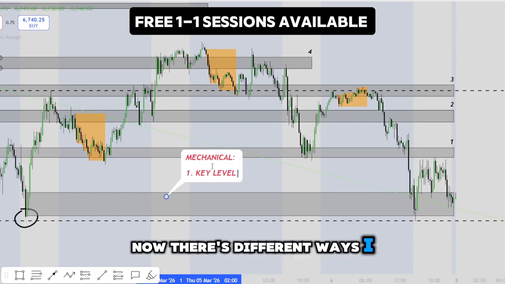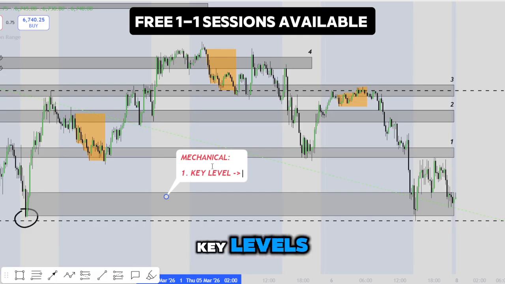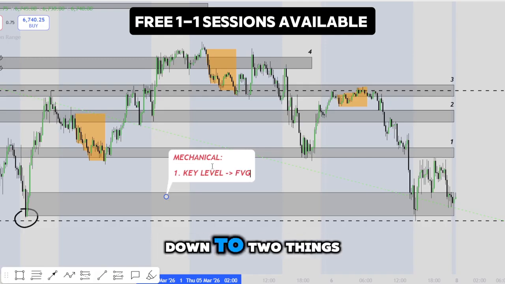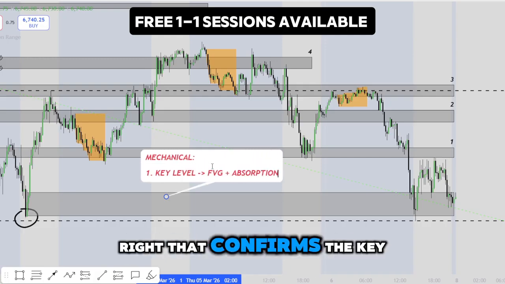Now, there's different ways I find key levels, and the most common question I get asked is, how do I find these key levels? So I'm going to be breaking down one way that I do that in this video. But a key level comes down to two things. You want a fair value gap, and you want some kind of absorption, right? That confirms the key level.